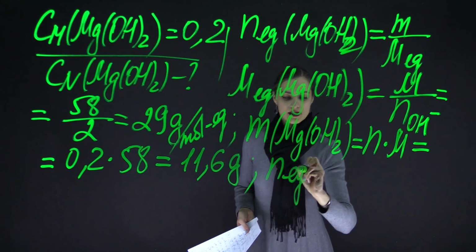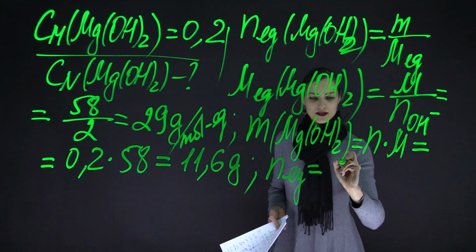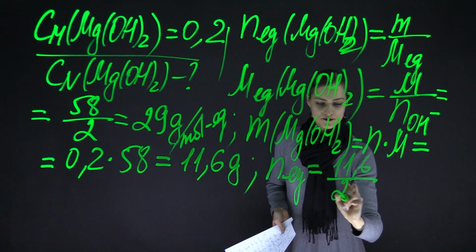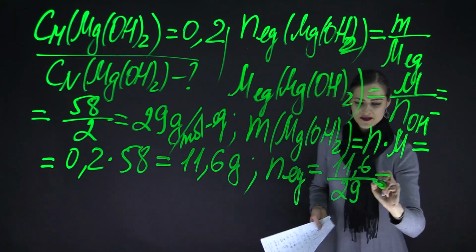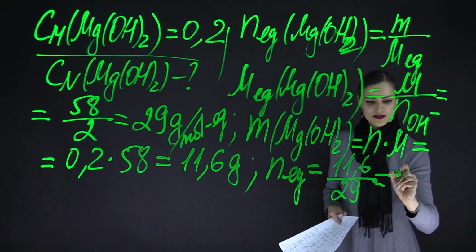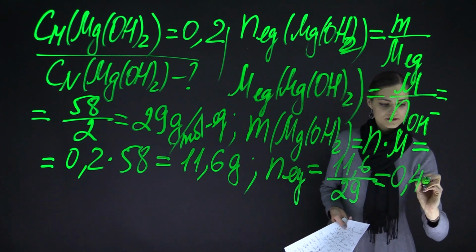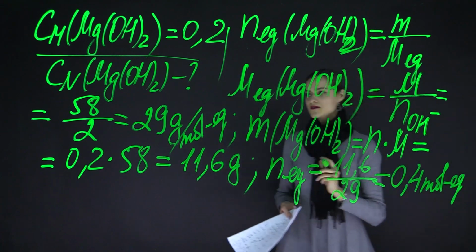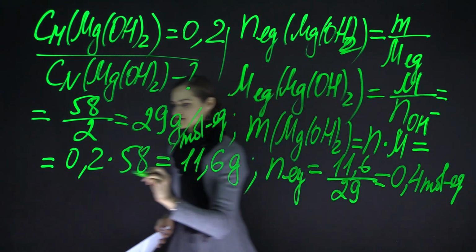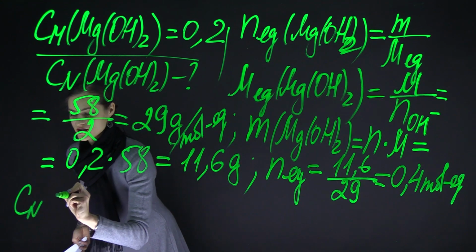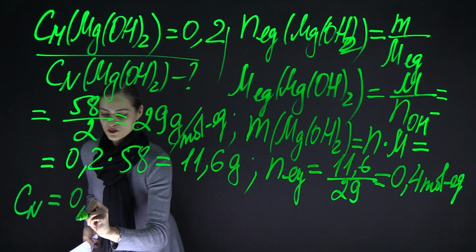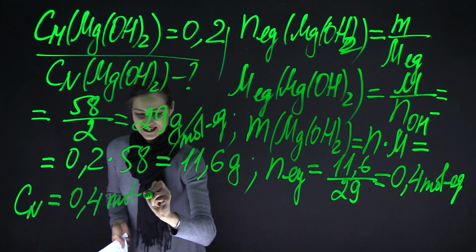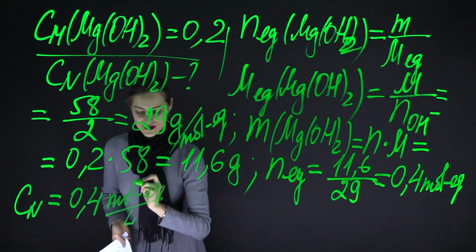And now we place these numbers in our equation for the number of equivalents. In this situation, 11.6 over 29, and it gives us 0.4 equivalents. So we can say that the normal concentration for this substance is 0.4 mole equivalents in 1 liter of solution.